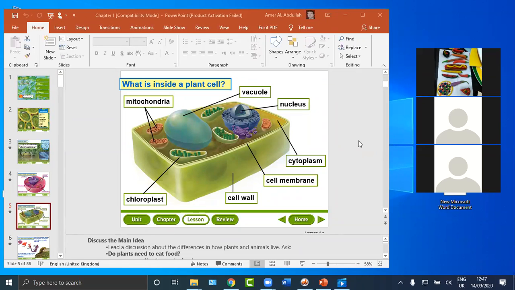Cytoplasm is a gel-like liquid. Yes, excellent. What is cytoplasm mostly made of? Water. You did excellent. Thank you.